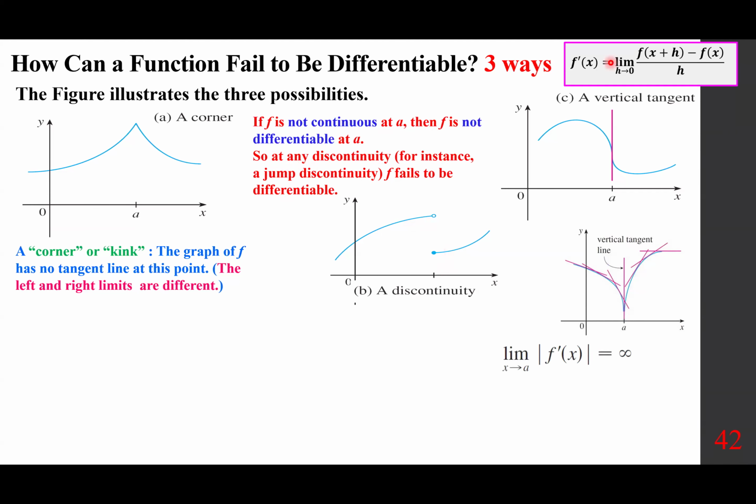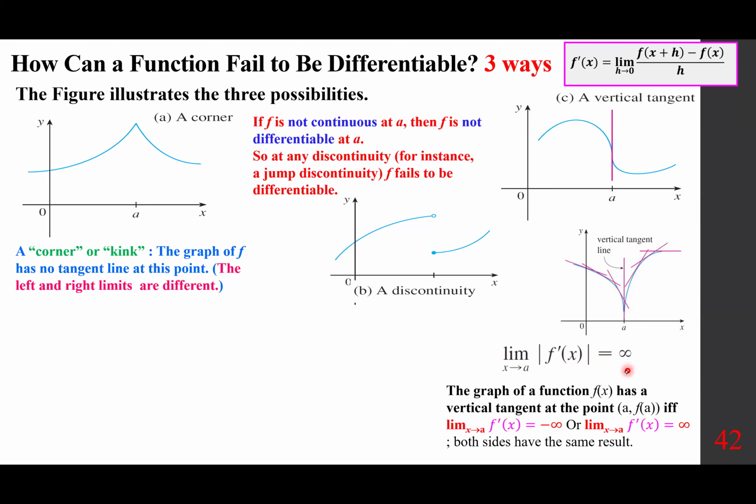Now, a vertical tangent line, as you remember, a vertical line has a slope which we called undefined, but it really goes to infinity, positive or negative infinity. That's why we have the limit of the absolute value of f prime of x as x approaches a is infinity. The graph of a function f of x has a vertical tangent at the point (a, f(a)) if and only if the limit of f prime of x as x approaches a is either negative infinity or positive infinity. Both sides have the same result. So the bottom line is you have a vertical tangent line, so that's not acceptable either.